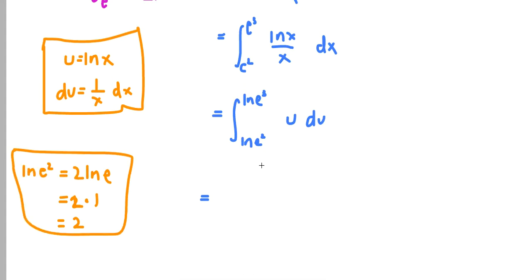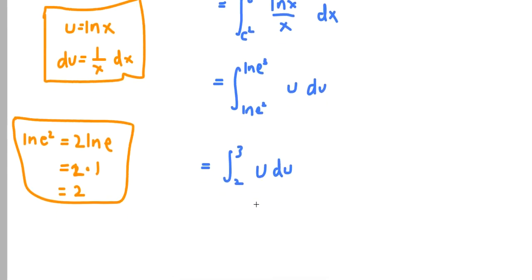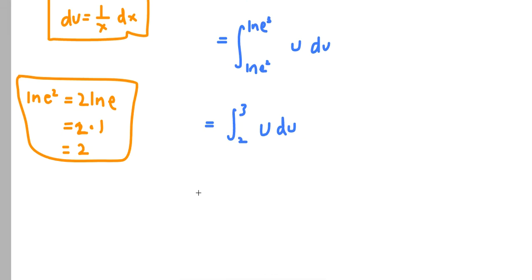And we're going to substitute for our limits here, just so we don't have to worry about that later. So down here we have a 2, and then same thing, ln of e cubed is just 3, based on this same reasoning. And I'll just copy over the u du. So now it's just a simple definite integral. We know how to solve for the integral of u.